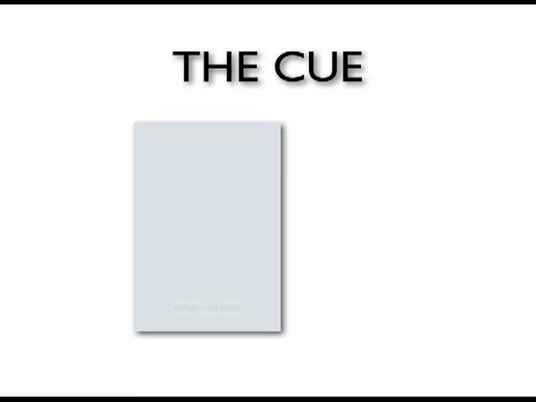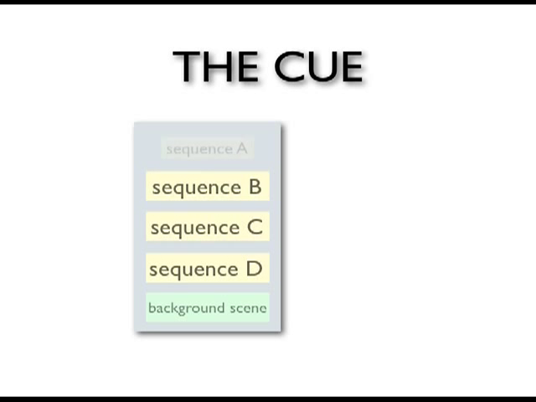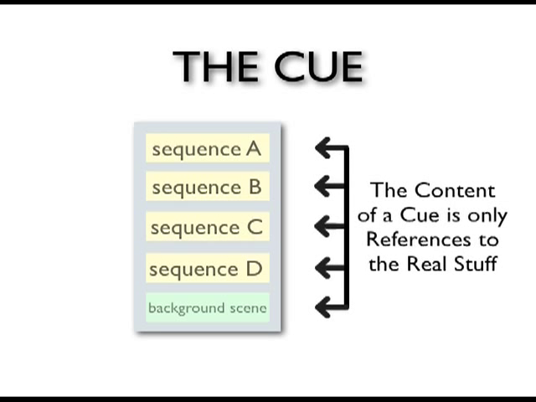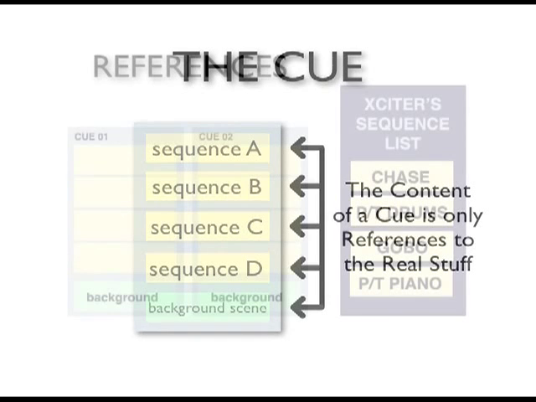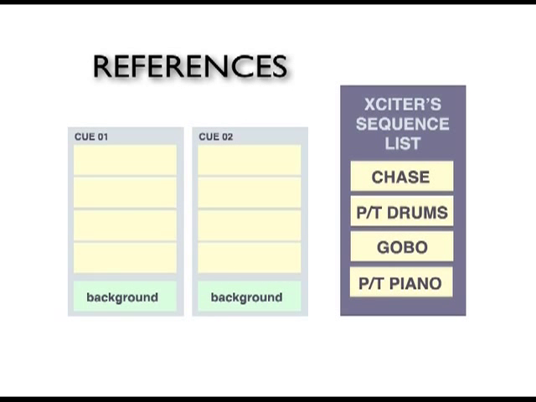The cue is where you organize your sequences and background scene. It may reference 1 background scene and up to 4 sequences. It is important to remember that the cue references the sequences and the background scene. It does not contain anything but references to them. As the sequences are not stored in the cue, they are stored somewhere else, namely in a sequence list.